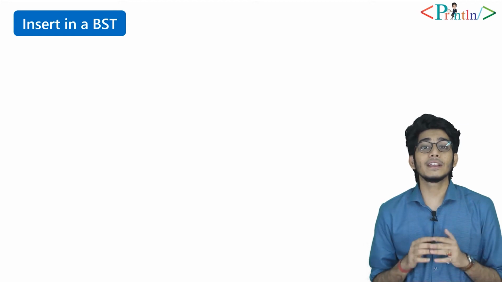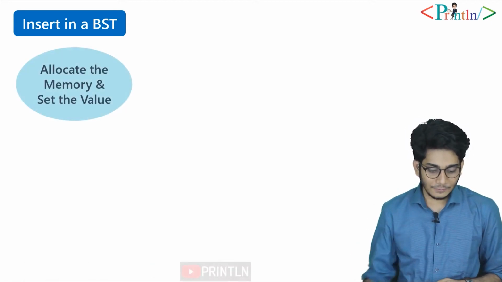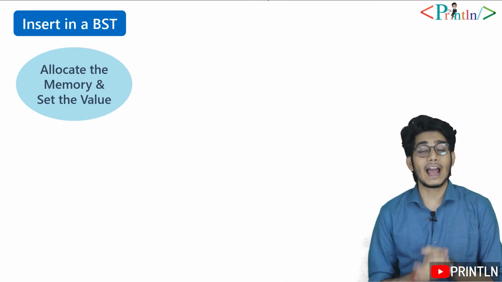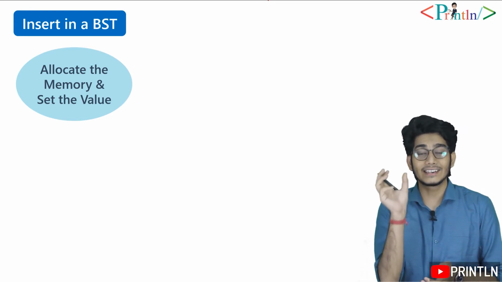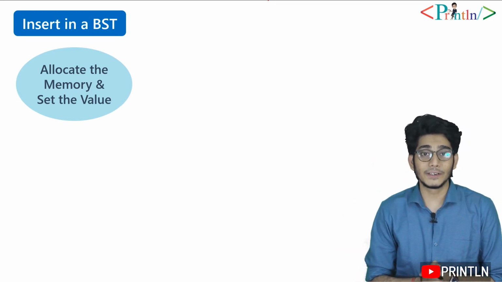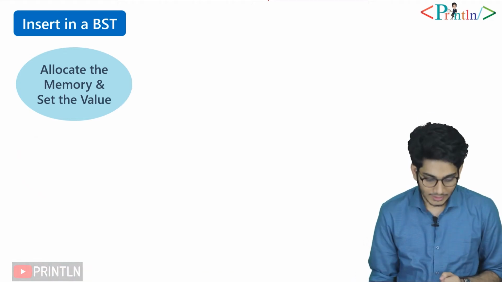So for inserting any value in a binary search tree, we have to follow some properties. So what are those? At first we have to allocate memory. How we can allocate memory, I have already discussed, how we can create a node of a binary tree. You just click on the I button and watch this video. So at first we have to allocate the memory for a binary search tree.